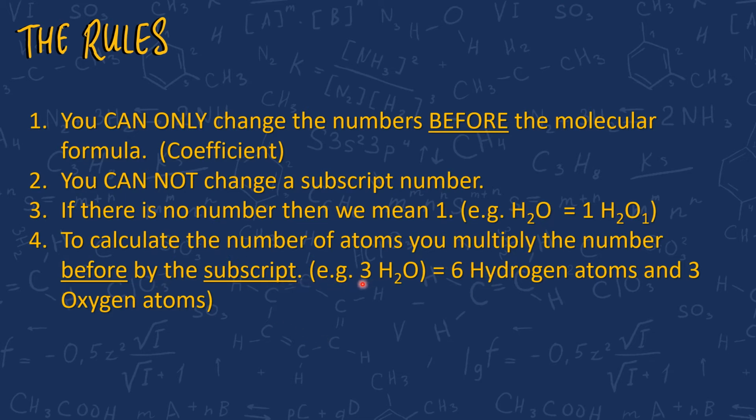Okay, so if we have 3 waters, then you do 3 times 2 to tell you how many hydrogens you have. That would mean we have 6 hydrogen atoms, and then 3 times the invisible 1, which is 3, so we would have 3 oxygen atoms. So those are the rules of balancing equations. Okay, and now I'm going to go through some examples with you.